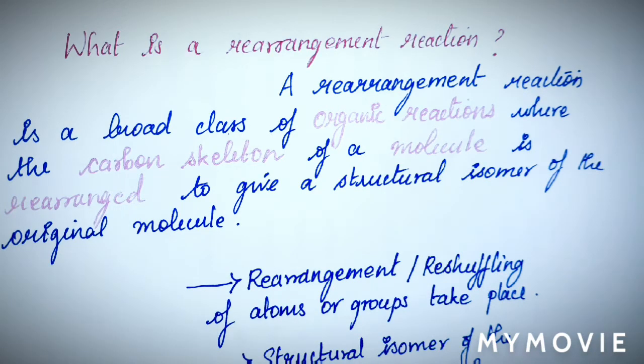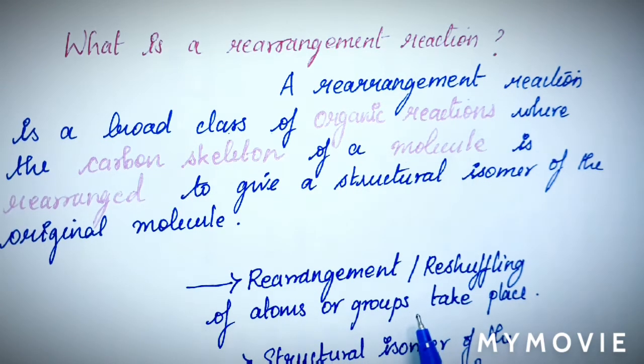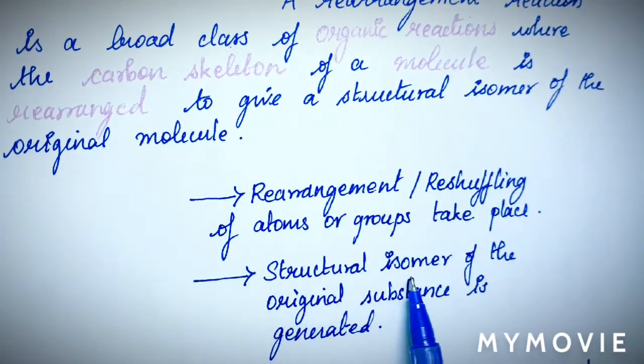Now, what exactly happens during a rearrangement? I told you that there are some atoms or groups incorporated in the carbon skeleton. Those atoms or groups will undergo a reshuffling. That is, they will try to change places during this reaction. When they do this, they give you a structural isomer. A structural isomer of the original substance or the initial parent compound that you have taken is obtained.